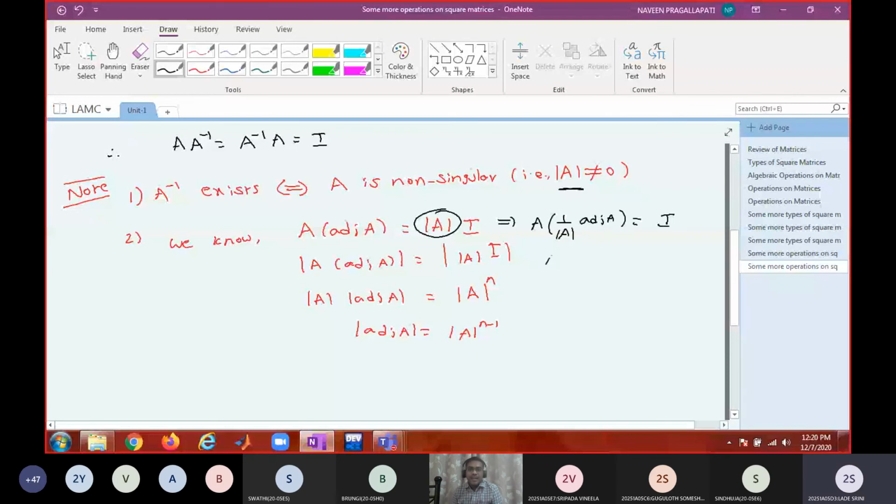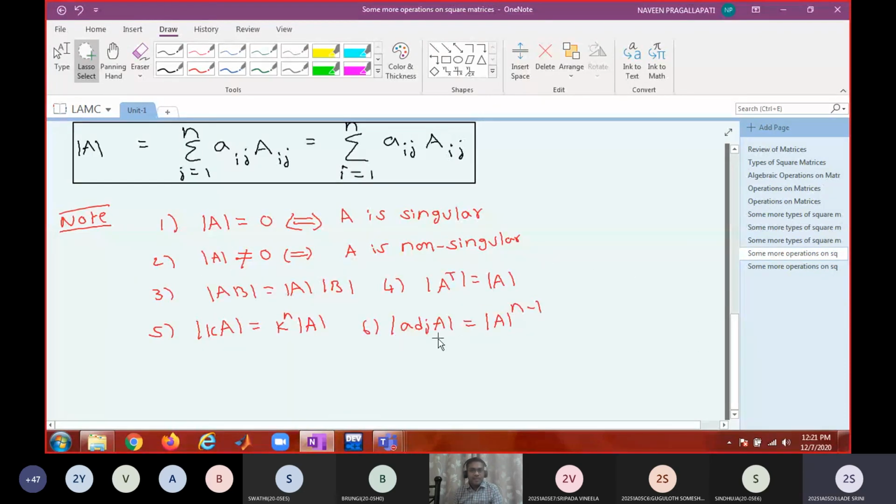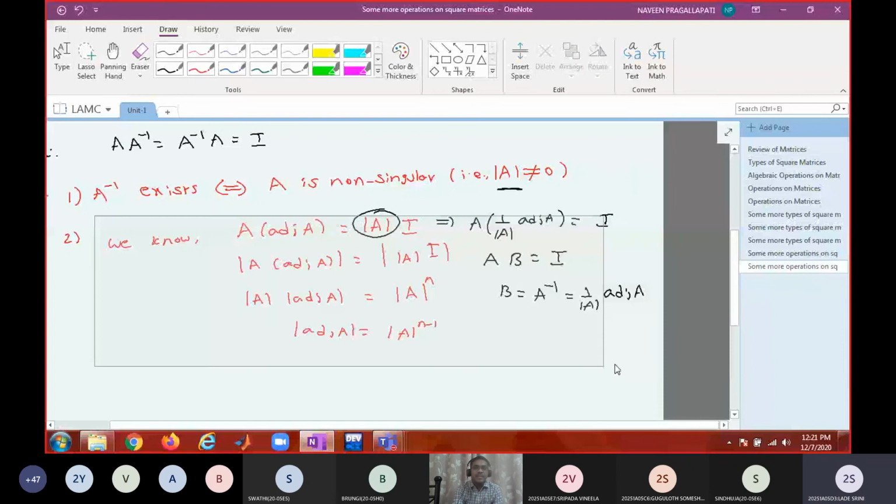So this is in the form A into B equal to I. A into B equal to I means what? B equal to A inverse. What is B? 1 by det A into adjoint A. Am I right? Yes, sir. So you can add this property, determinant of adjoint A equal to det A whole power n minus 1, in the previous one. I think we have written this already. So these things can be deleted.